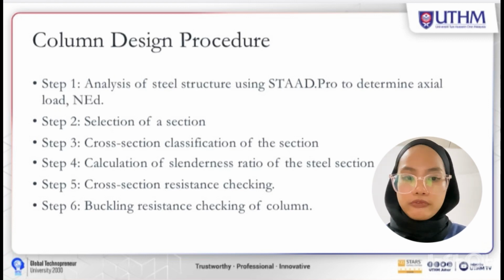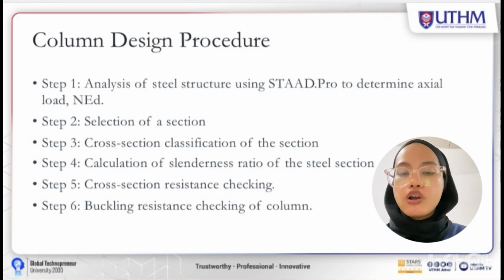And then for step 4, calculation of the slenderness ratio of the steel section. First, calculate the slenderness ratio of the steel section using the formula. Before the formula can be applied, the effective length of the column needs to be calculated. The formula is used to determine whether the slenderness ratio is less than 0.2, in which case the column will be considered a stocky column. While for a slenderness ratio more than 0.2, the column will be considered a slender column and buckling resistance checking needs to be carried out for this column.